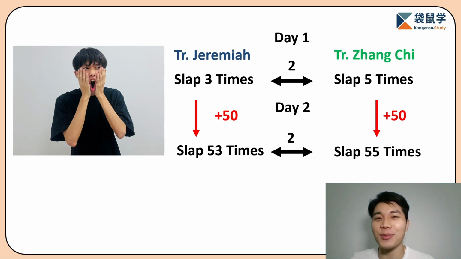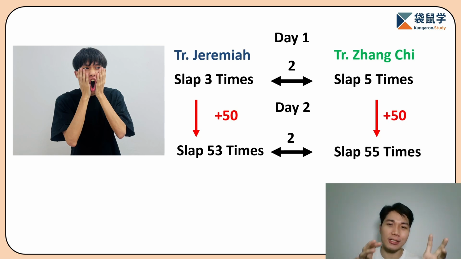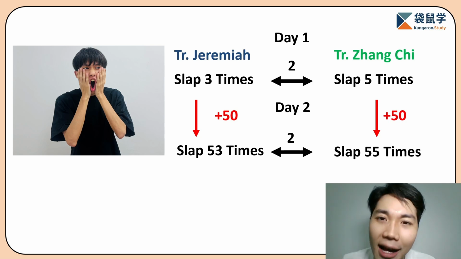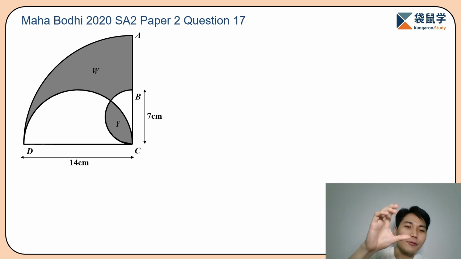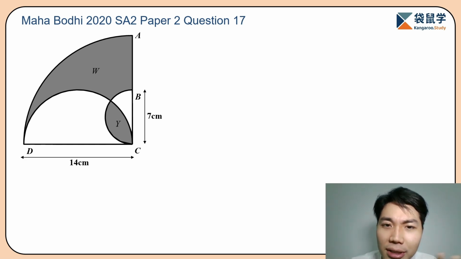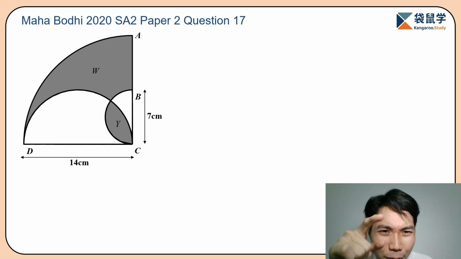So from here we can learn something. That when there's a common part from 2 of them and is added, the difference actually remains unchanged. So we add common part, difference remains unchanged. So for this question, we want to find the difference between W and Y. All we have to do is, can we figure it out?